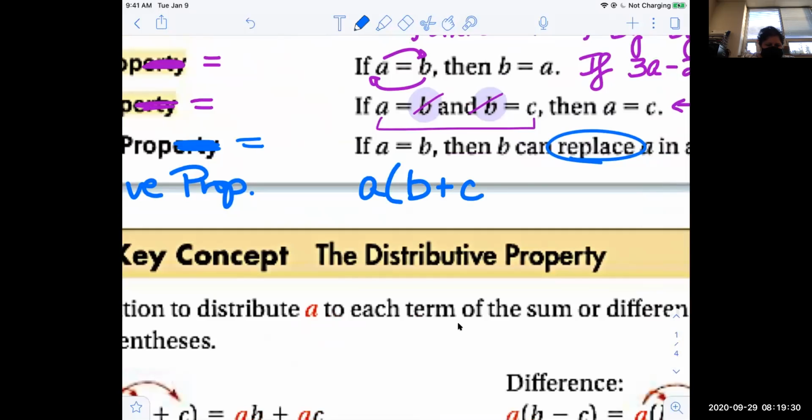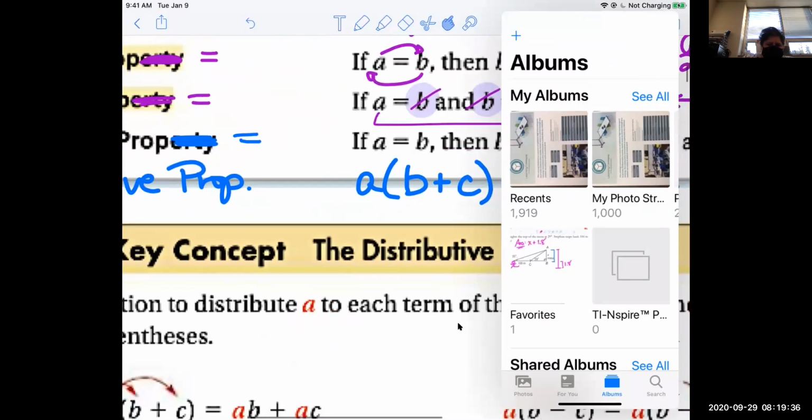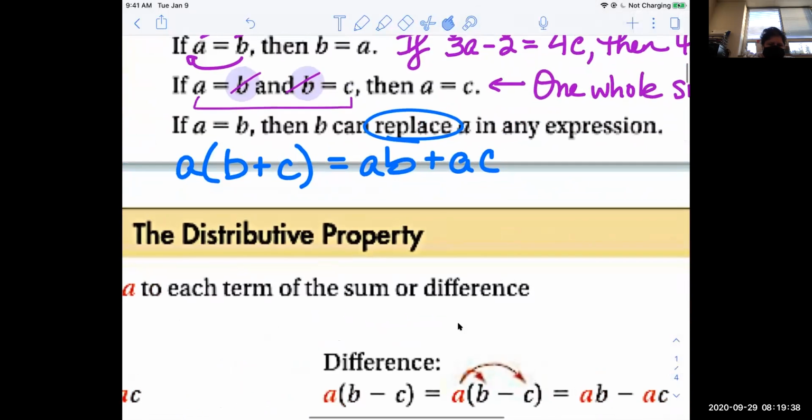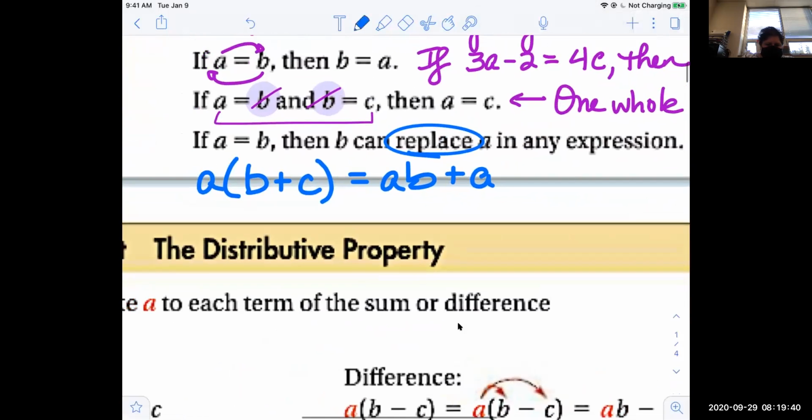A times the quantity B plus C equals AB plus AC. You just do it so much in Algebra 1 that I think it's easy to understand.